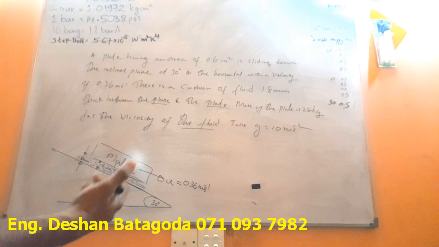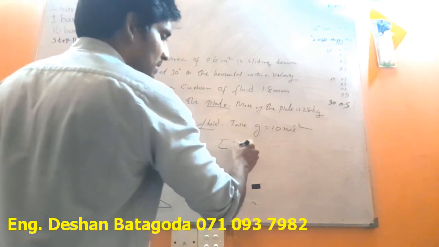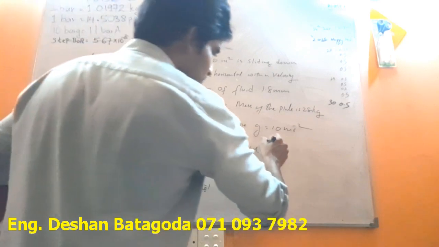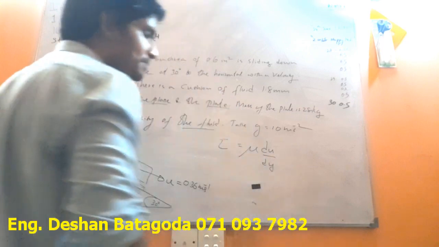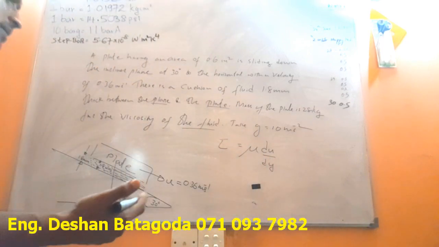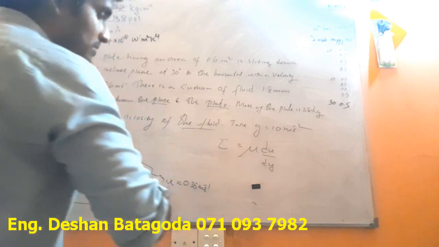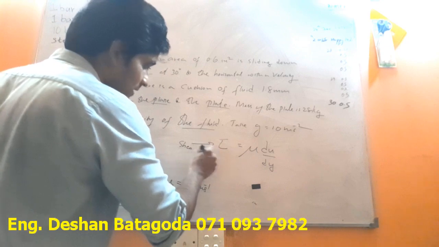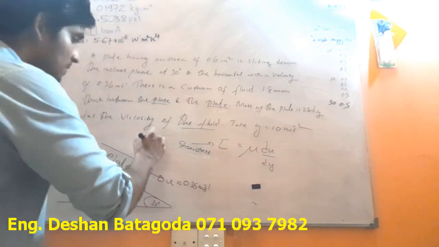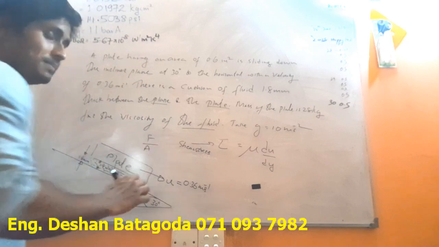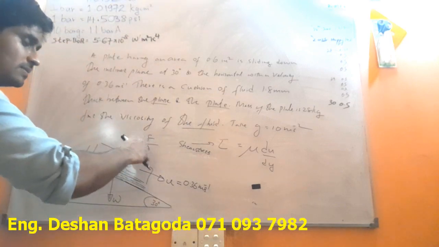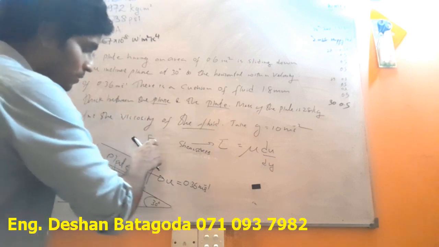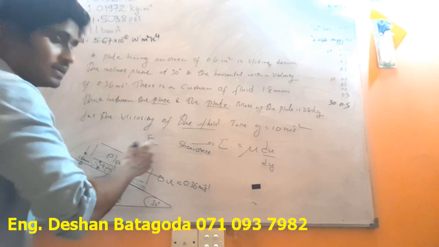This is the equation that we are going to use: shear stress equals dynamic viscosity times strain rate, that is du by dy. And here we have to find the shear stress. What is shear stress? Shear stress is force divided by area, but be very careful. Here this force is the force that is parallel to the considered area, the effective area.